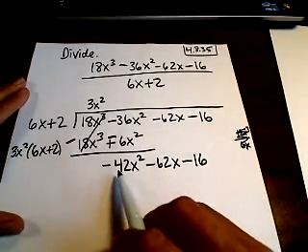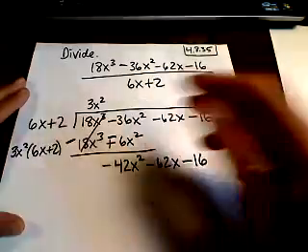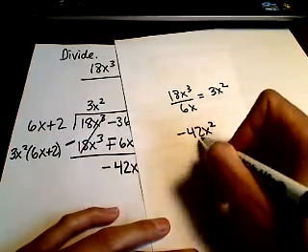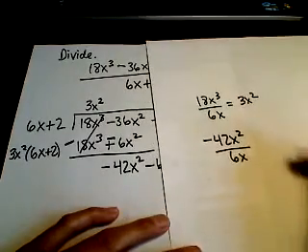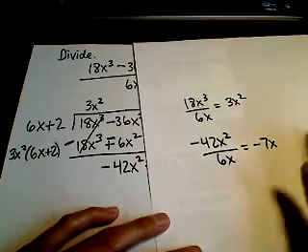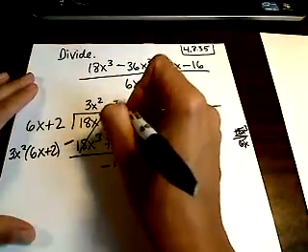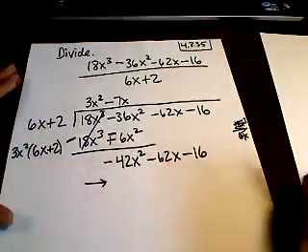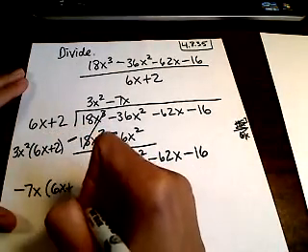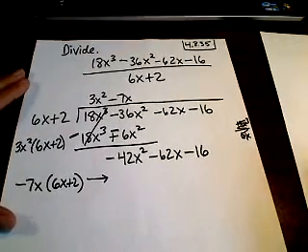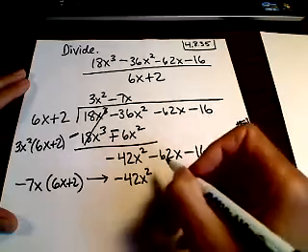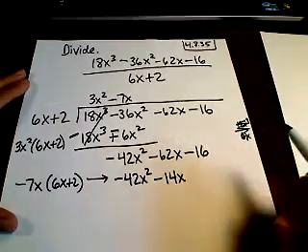Okay, so I'm going to take this first term right here and divide it by that first term. So it's going to be negative 42x squared divided by 6x. And that would give me a negative 7x. So that negative 7x is going to go up top. And then what's going to go on this line right here is taking just that negative 7x and multiplying it through the 6x plus 2. Okay, so it's going to look like negative 42x squared and negative 14x.